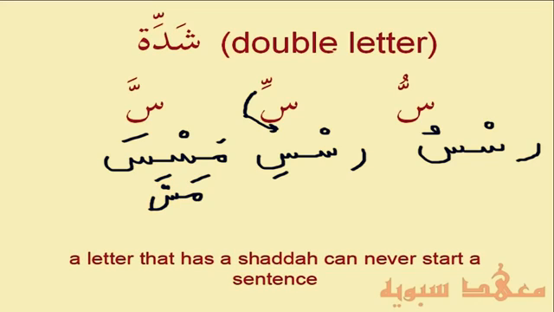Now, a letter that has a shadda can never start a sentence, as we said. That's why I put a letter that has a haraka on it. So let's put the fathas on those. So notice I put those huruf, those letters, in front, because there's no word that starts with a seen with a sukoon, or any letter that has a sukoon.